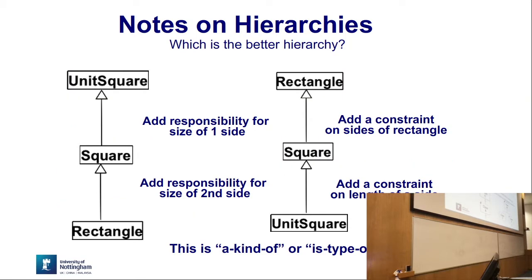Okay, little quiz. We have two hierarchies here, one on the left and one on the right. Unit, square, rectangle, and unit, rectangle, square. Which is a better hierarchy? Quiz time. Everybody can see that? Okay, so raise your hand if you think the hierarchy on the left is the better one.